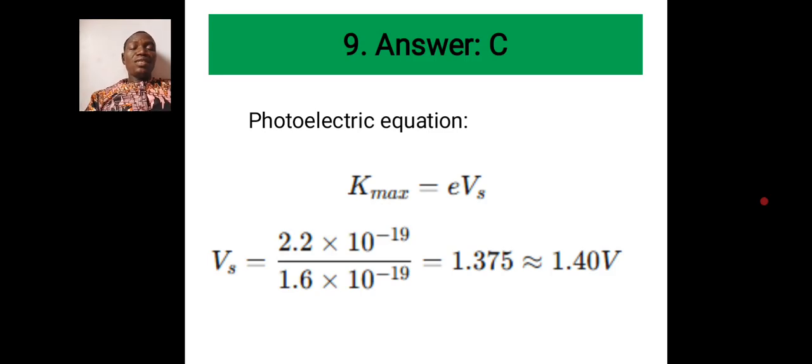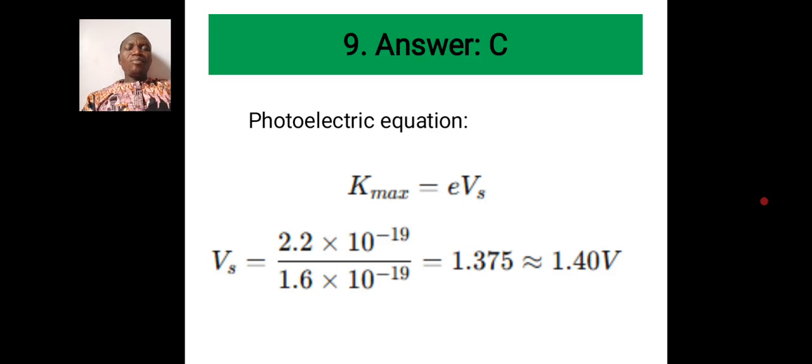And by doing that, we divide both sides by E. So our formula will now be V is equal to K over E. That's simple. Look at it here, 2.2 times 10 raised to power minus 19 over 1.6 times 10 raised to power minus 19. Are you already seeing the answer? By the time 10 raised to power minus 19 cancels 10 raised to power minus 19, what are you left with? 2.2 divided by 1.6.